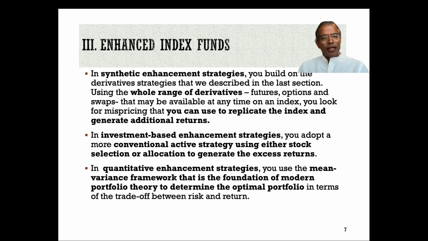The final choice is enhanced index funds. There are three ways in which you can bypass traditional index funds. The first is you can use derivatives, futures, options, swaps, to create what looks just like the index by combining a derivative with some kind of borrowing or lending. If I sound mysterious, go back and review what we talked about in the context of arbitrage. We talked about how you can create a replicating portfolio using call options and borrowing. Essentially, with a synthetic enhancement strategy, you use derivatives plus something to create something that looks like an index.